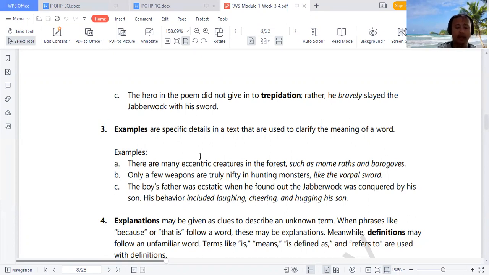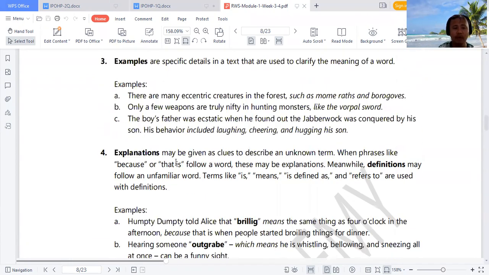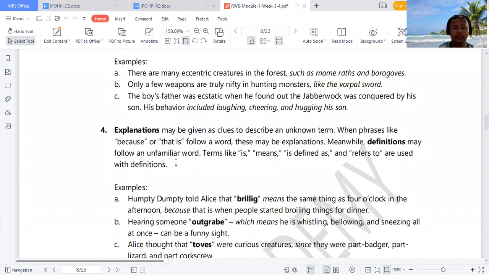Next here is number 3. Okay, for number 3, examples: specific details in a text that are used to clarify the meaning of a word. Examples, we have here A, B, and C. Example, letter A. Of course, we know what examples are already, so no need. Okay, number 4 here is explanations. Explanations may be given as clues to describe an unknown term. When phrases like because or that is follow a word, these may be explanations.